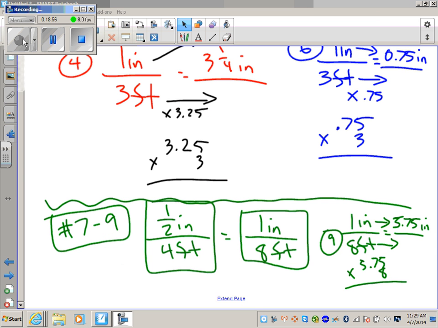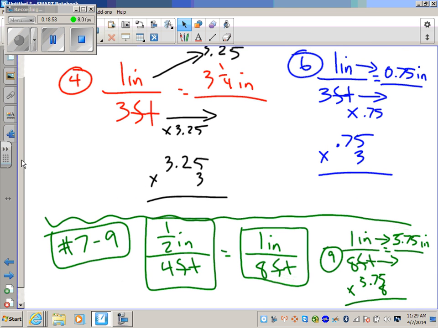So yes, written down here for you are the plans for number 4, for number 6, and adoption of a different scale for 7 through 9. You can use the 1/2 inch over 4, but you could also use 1 inch over 8. They mean the same thing. There's the setup for 9. And if you multiply 5.75 times 8 correctly, you'll get your correct answer for number 9. But the hard stuff has been mapped out for you.